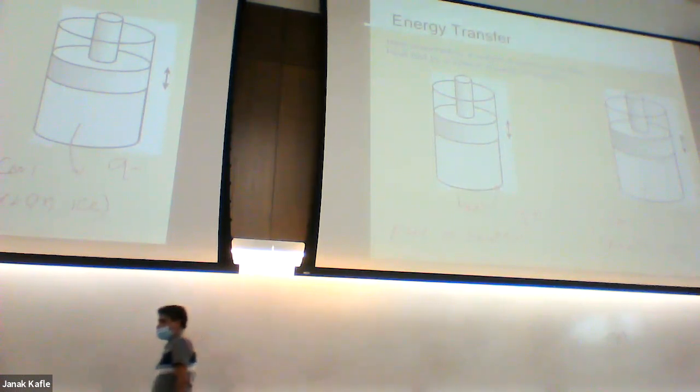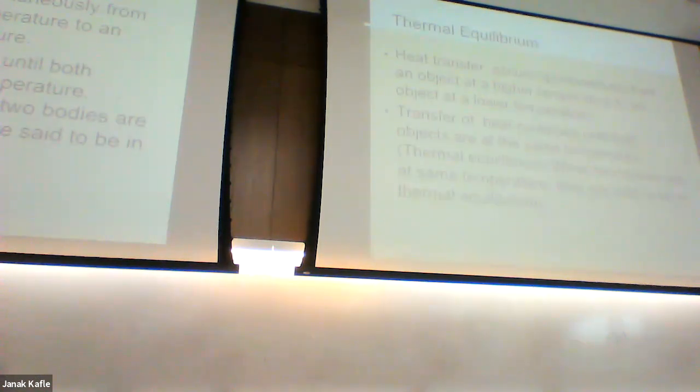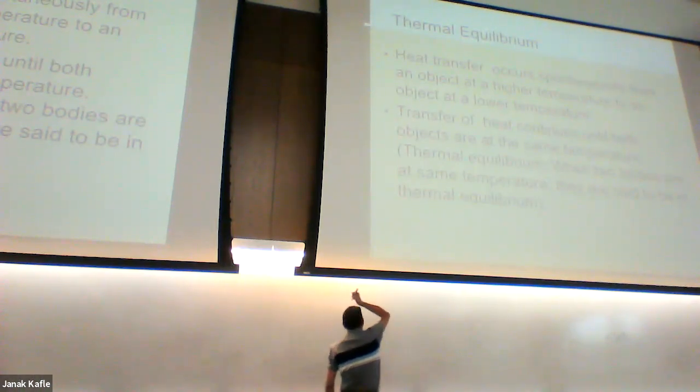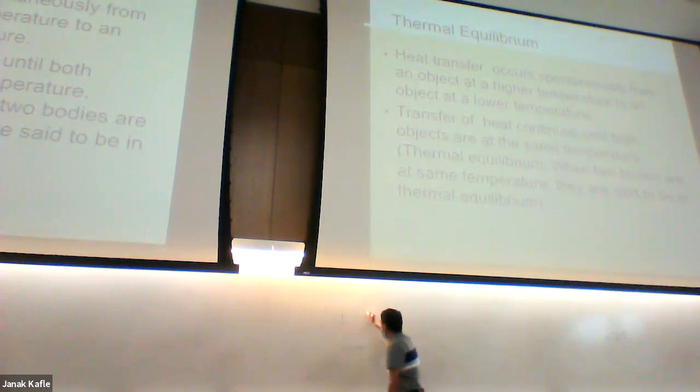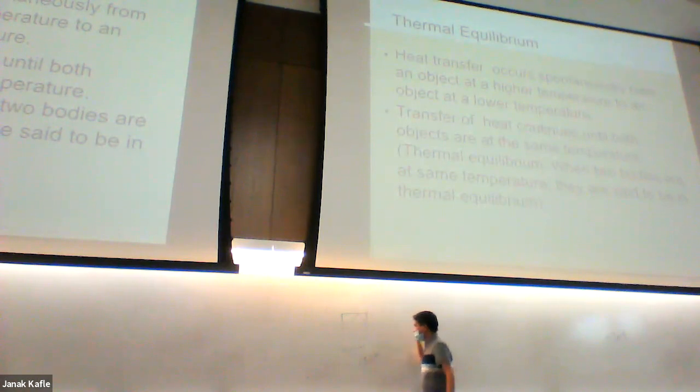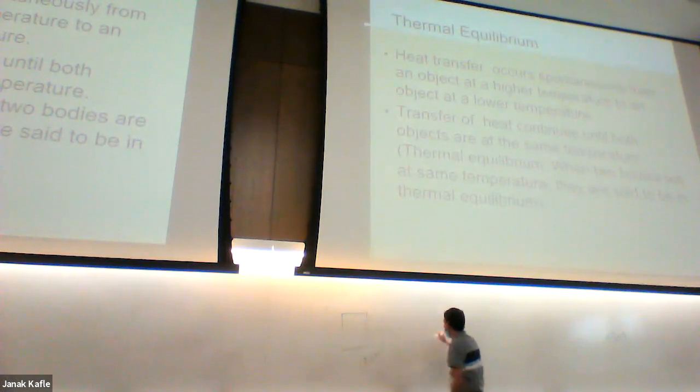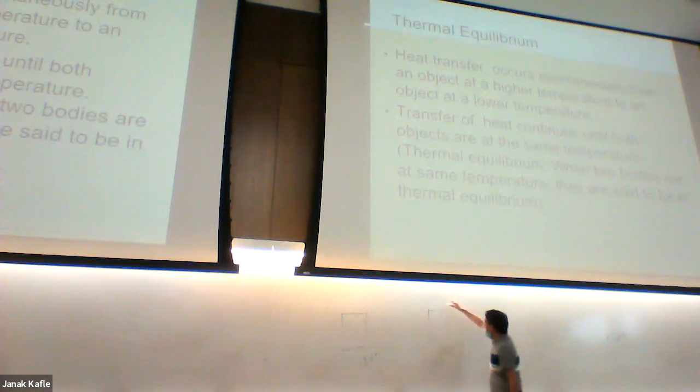So let's do another one. Thermal equilibrium. What is thermal equilibrium? Thermal means heat, or rather temperature. Let's say this is one body, an iron block, and this is another iron block. So we have two iron blocks here, and you can put a thermometer in each.